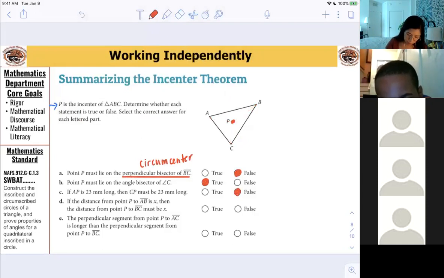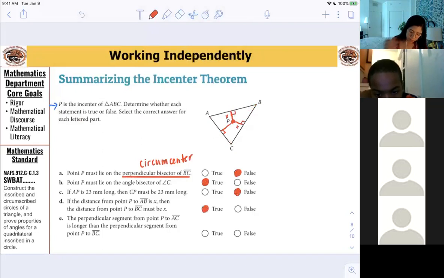So this 90-degree guy, if the distance from point P to AB is x, so if this is x, then the distance from P to BC, this one right here, must be x. True or false? True. Since this is an incenter, I know that these three segments would be equal.